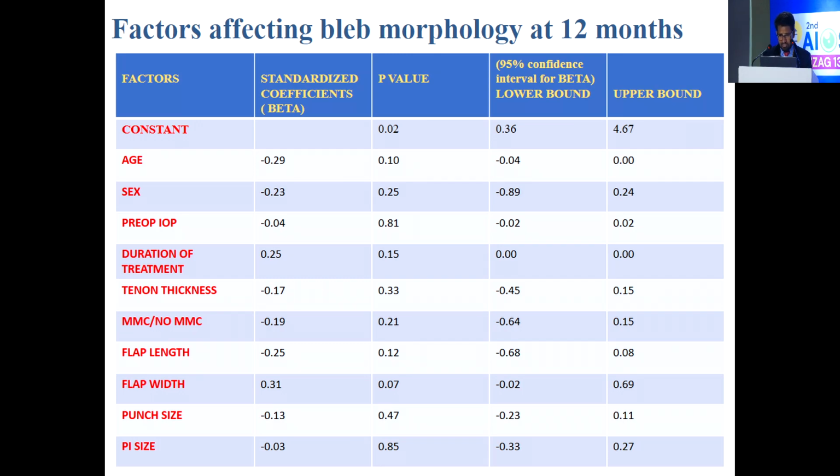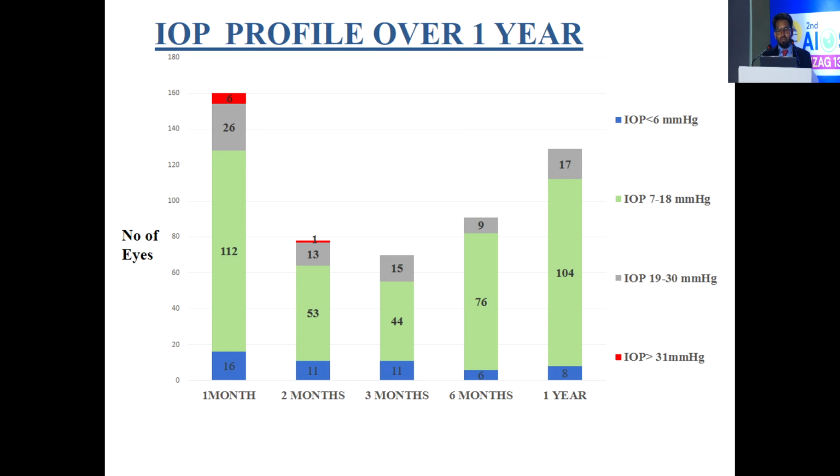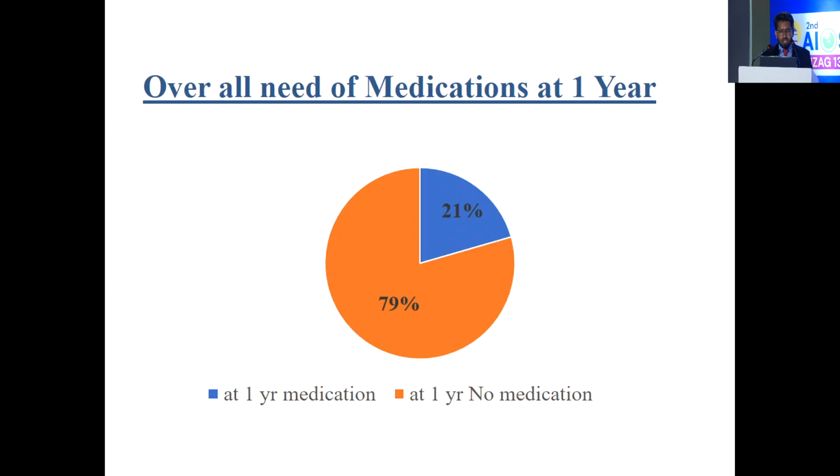and the p-value is insignificant. In the IOP profile over 1 year, most of the patients had IOP around 7 to 18 millimeter of mercury at 1 month, 2 months, 3 months, 6 months and 1 year. Regarding the overall need of medication, around 80% of the JOAG patients at 1 year did not require any anti-glaucoma medication after the operation.